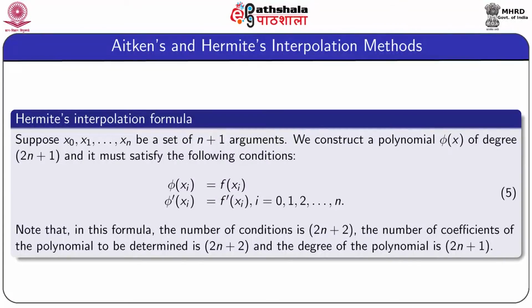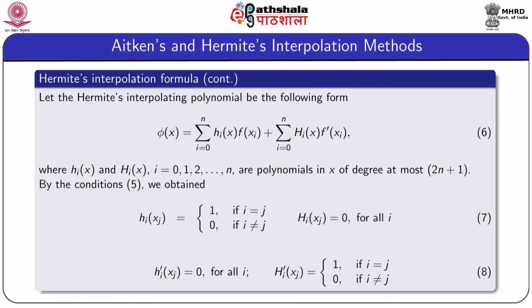Therefore, we can construct a polynomial whose degree is 2n plus 1, instead of degree n, which is used in other interpolation methods. So, in this method we consider n plus 1 arguments x 0, x 1 up to x n, and n plus 1 values of y, that means the value of f of x i for i equal to 0 to n, and another set of values, that is the first derivative of f at x i, for i equal to 0 to n. So, we have additional 2 plus 2n number of values. With these additional values we can construct a polynomial of degree at most 2n plus 1.